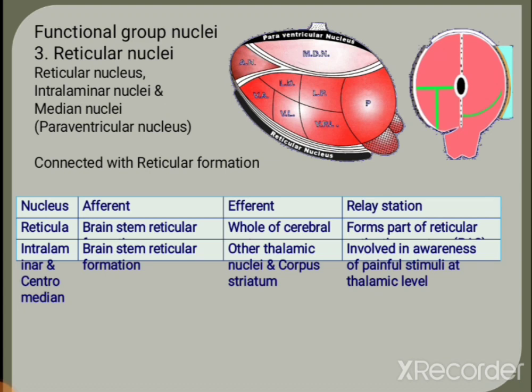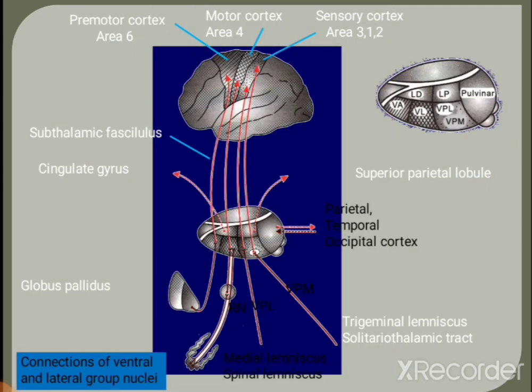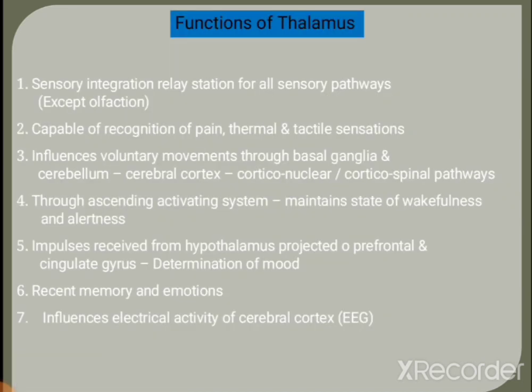Then the reticular nuclei, they are intralaminar, found in the intralaminar lemniscus, and these are the different nuclei like reticular nuclei, intralaminar, and centromedian nuclei. This diagram is showing the different connections of the thalamus with nearby structures. This is again the connections of the ventral and lateral group of nuclei of the thalamus.